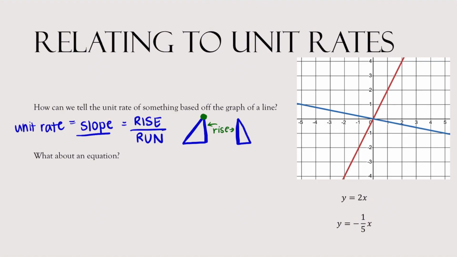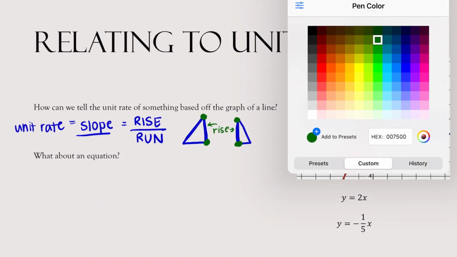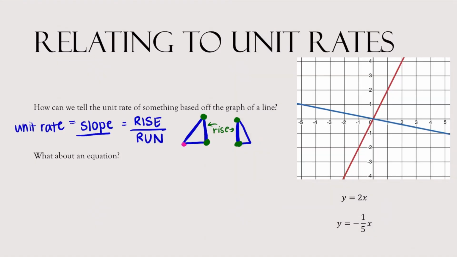So from here to here, that would be my rise. Whereas, let's do, I don't know, we'll do pink. My run would be the vertical part here. So we're just really telling how much it rises and how much it runs.